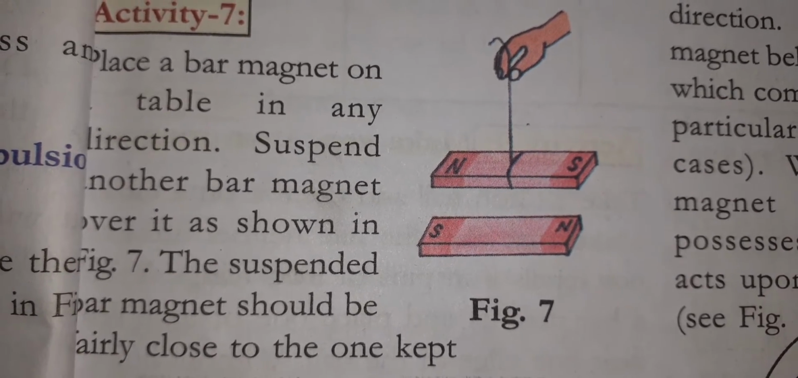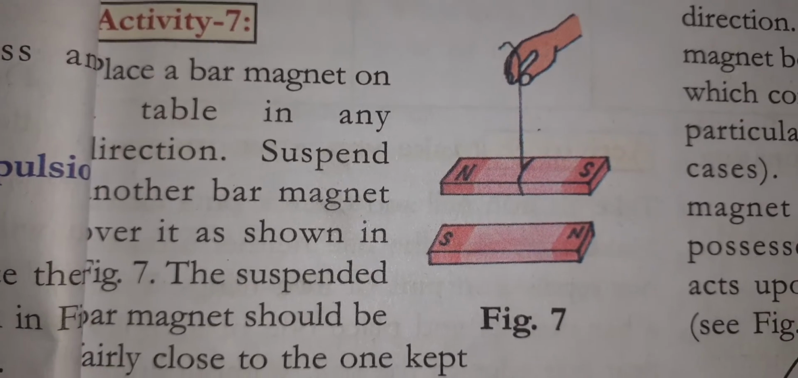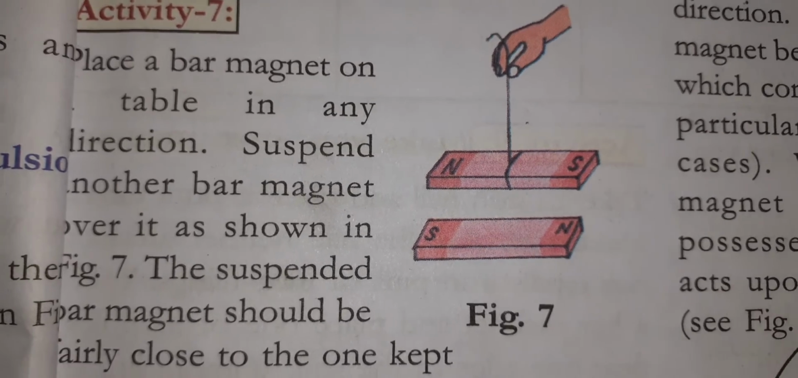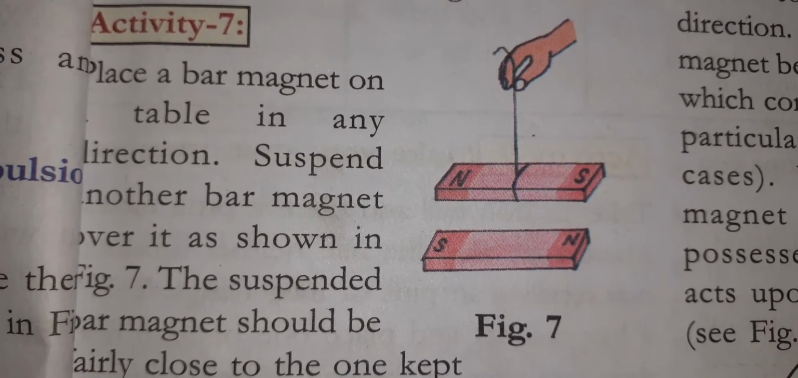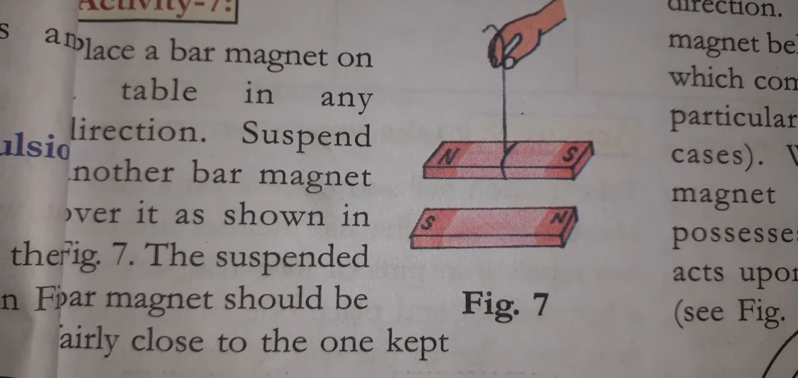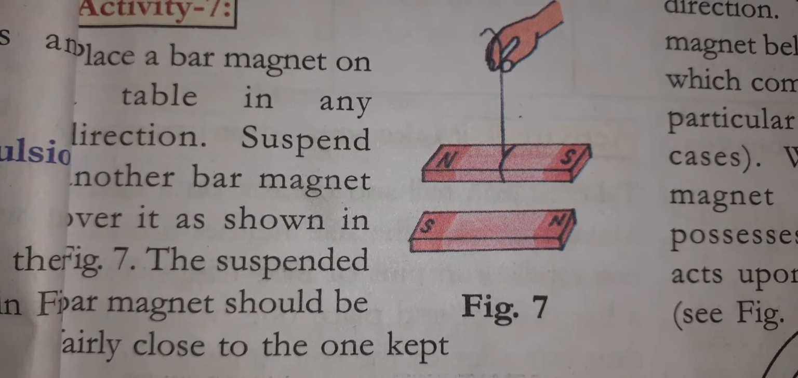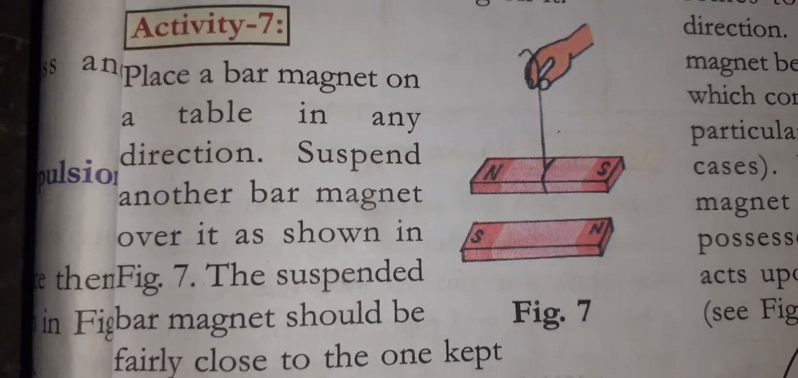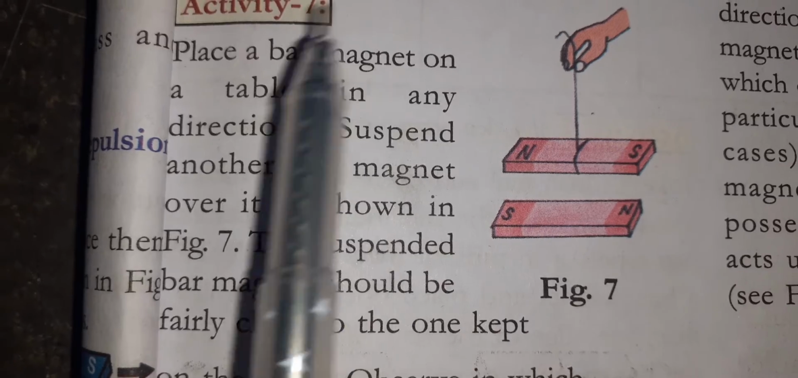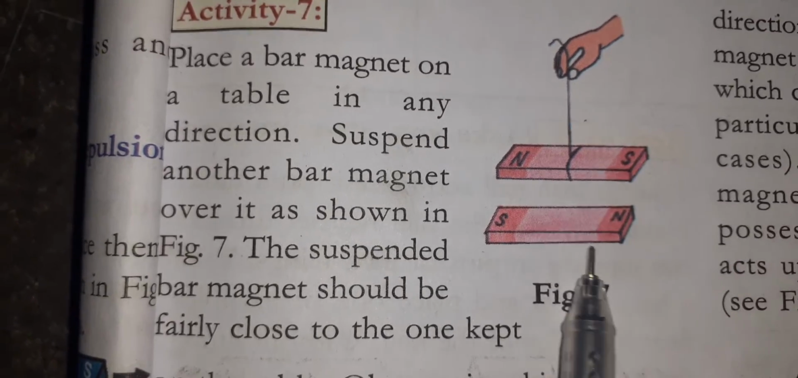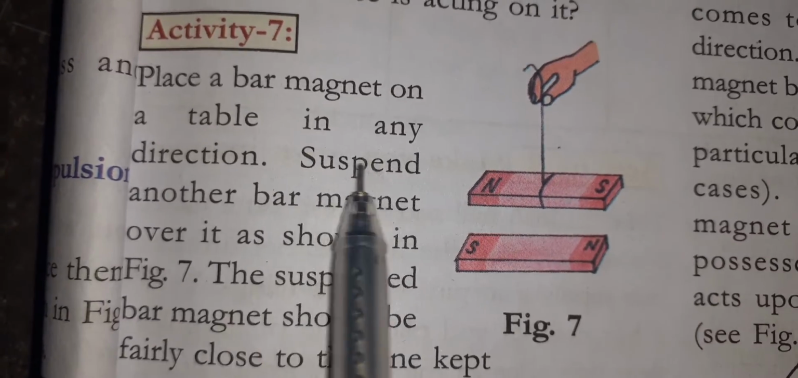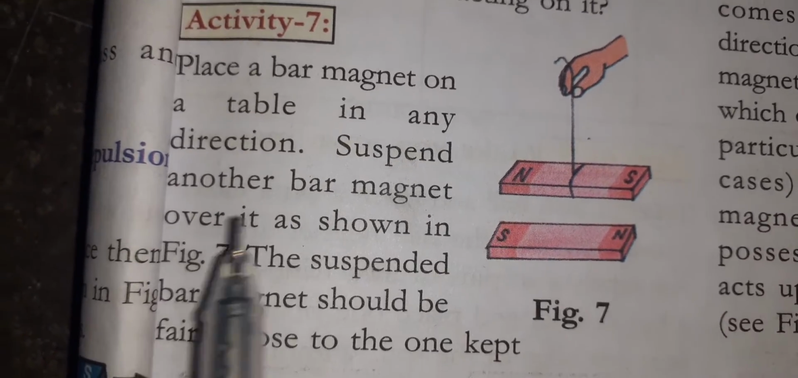So students, in the previous class we discussed attraction and repulsion between two magnets. Now we will do an activity, that is Activity 7. In this activity, we have to take a bar magnet and place it on the table in any direction. Then we suspend another bar magnet over it, as shown in the figure.